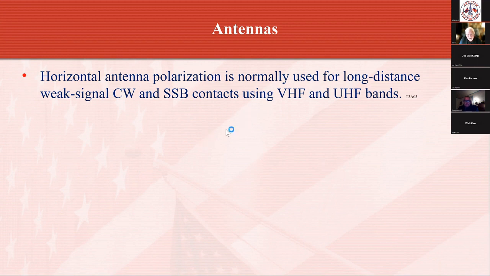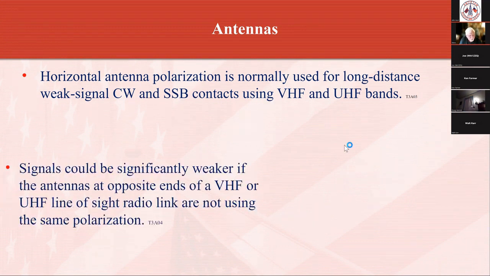So that Yagi antenna we saw earlier happened to be vertical, so that would be vertically polarized. If you rotate it so that the elements are parallel to the earth, that's a horizontal antenna. And that's what you use for weak signal, CW, and single sideband contacts. So the question is very simple, but a horizontal antenna polarization, it paraphrases this, is used for long distance CW and SSB contacts at VHF and UHF.